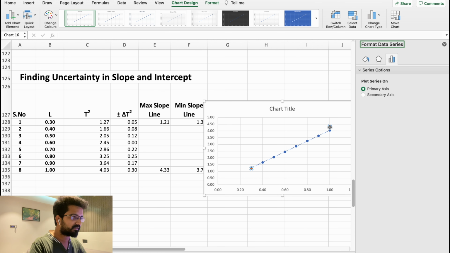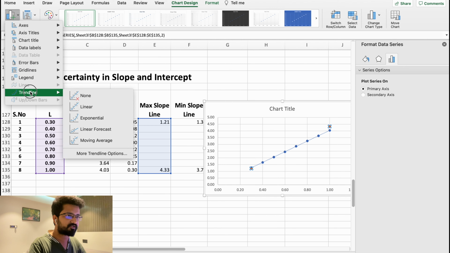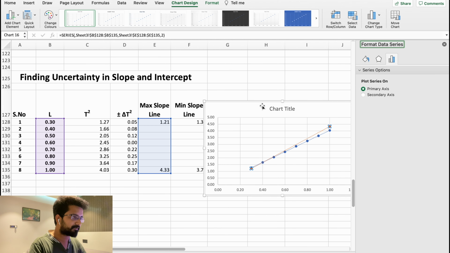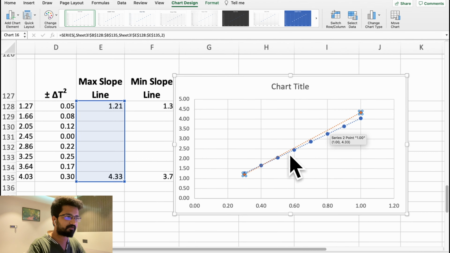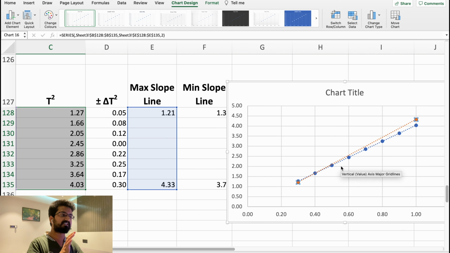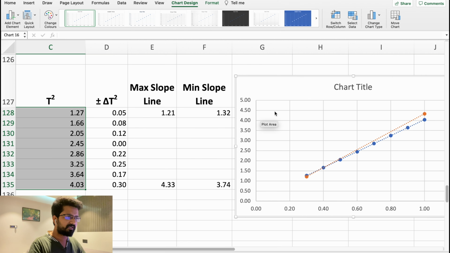Now I'm going to plot a line of best fit. So chart element, trend line, linear. Perfect. So you can see there is a line of best fit drawn, and that line of best fit is a maximum slope line. Similarly, let's draw a minimum slope line.